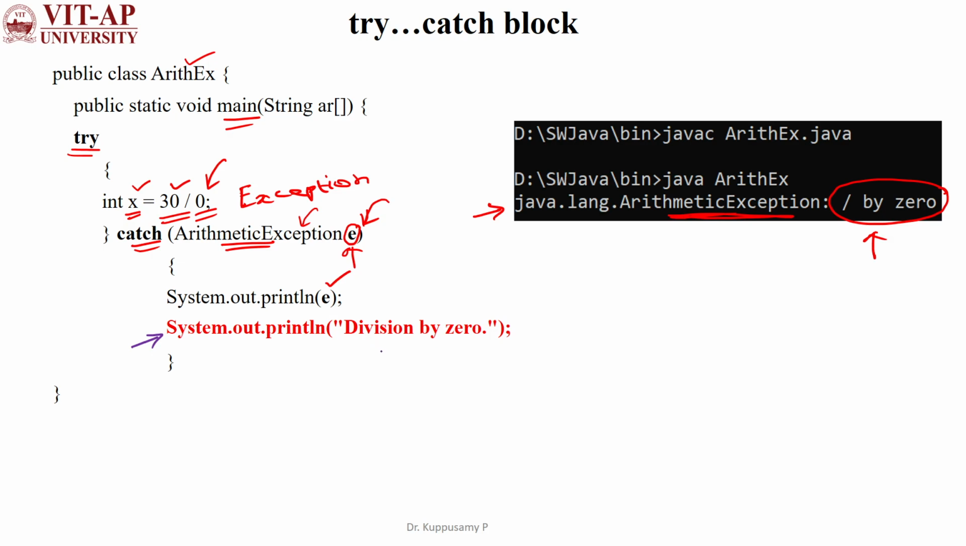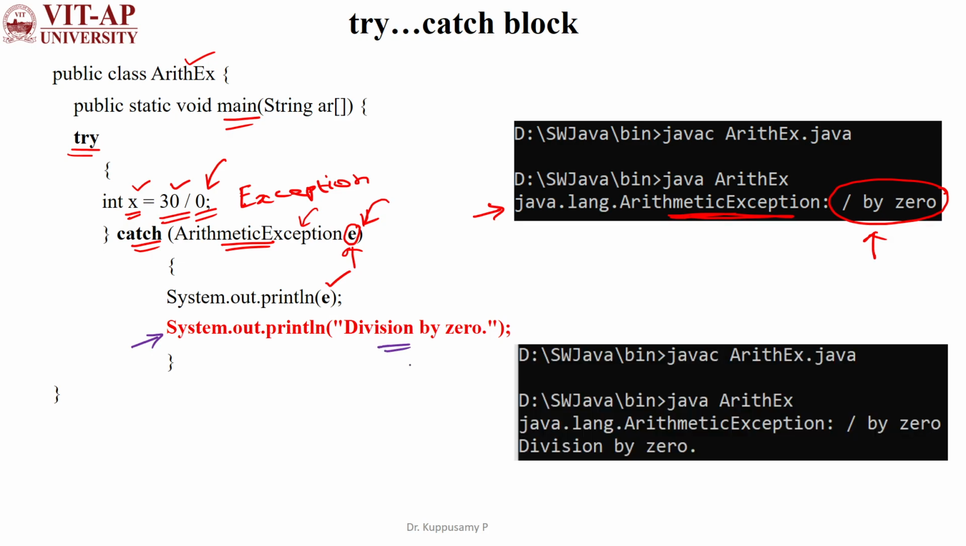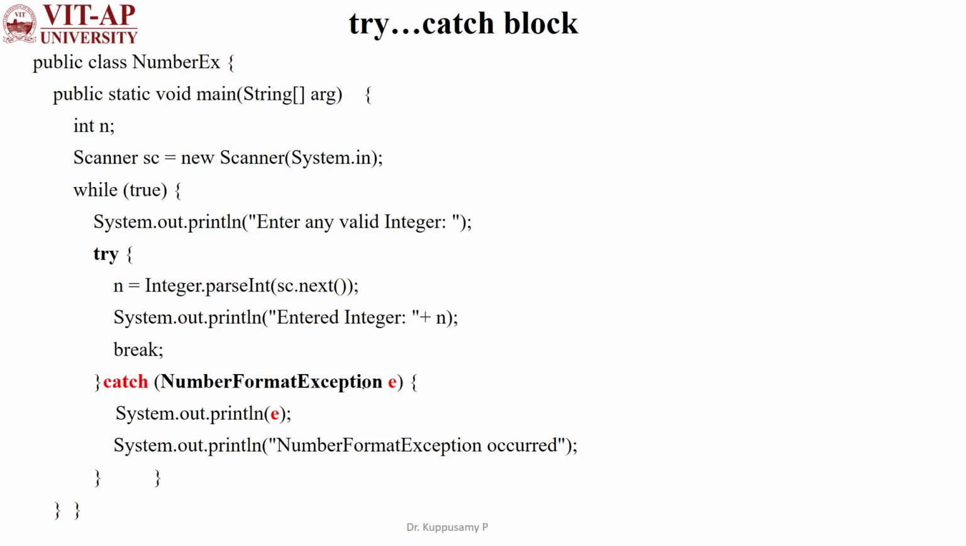Then after adding this, if you are compiling the program, it is successfully compiled, then when you are running the program, it is displaying the statement for this e, and here one more notification statement, division by 0, is displayed to the user. So this is also one example of an unchecked exception by using the try catch block.